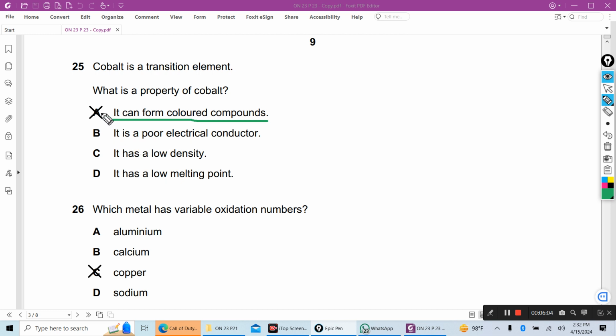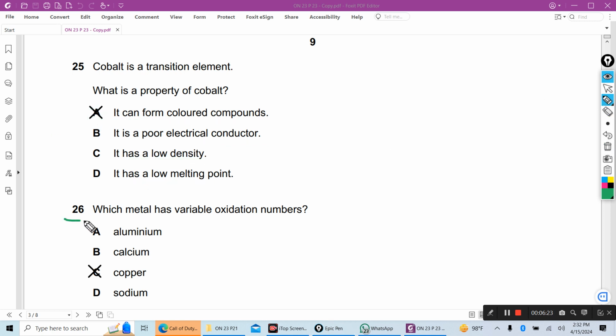And why B is wrong? It is a poor electrical conductor. No, metal is a good conductor of electricity. It has low density is wrong. It has high density. It has low melting point. This is also wrong. It has high melting point. So A is the right answer.